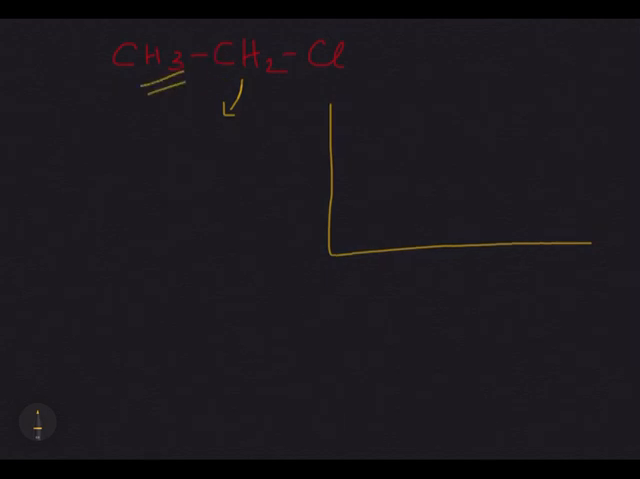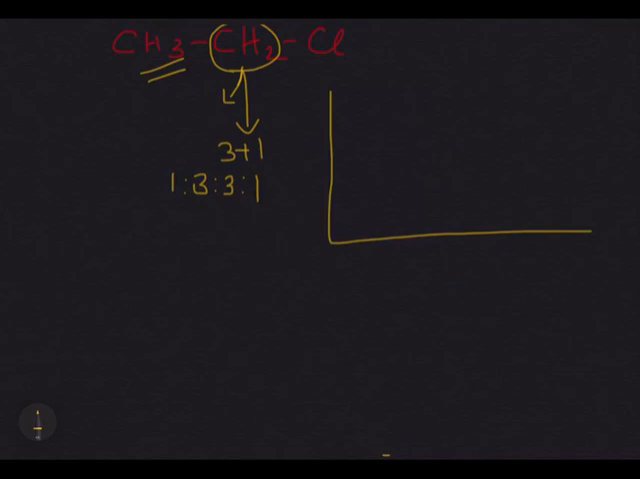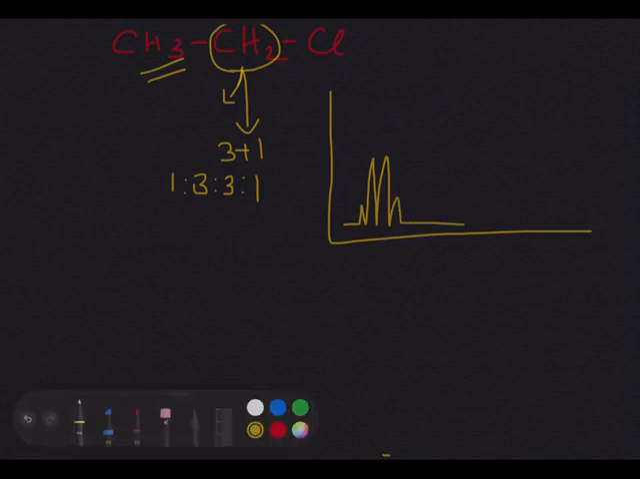Therefore the CH2 signal splits into 3 plus 1, which is equal to 4, and if a signal splits into 4, then the intensity ratio will be 1:3:3:1. It can be drawn as 1:3:3:1.